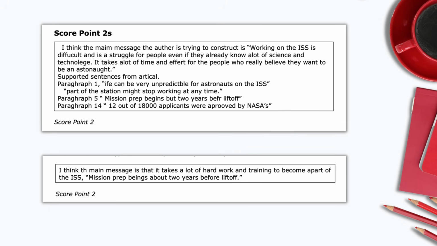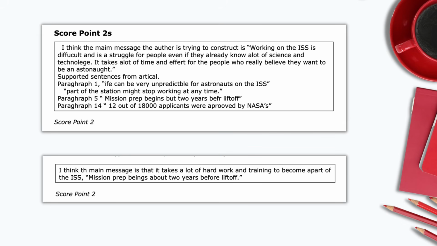1, they clearly state what the author's message is, and it is correct. And 2, they include quite a bit of relevant evidence. And you can see it's not even that smooth. They're simply listing and stating where they're getting this evidence from. But because it's relevant, they got both points.